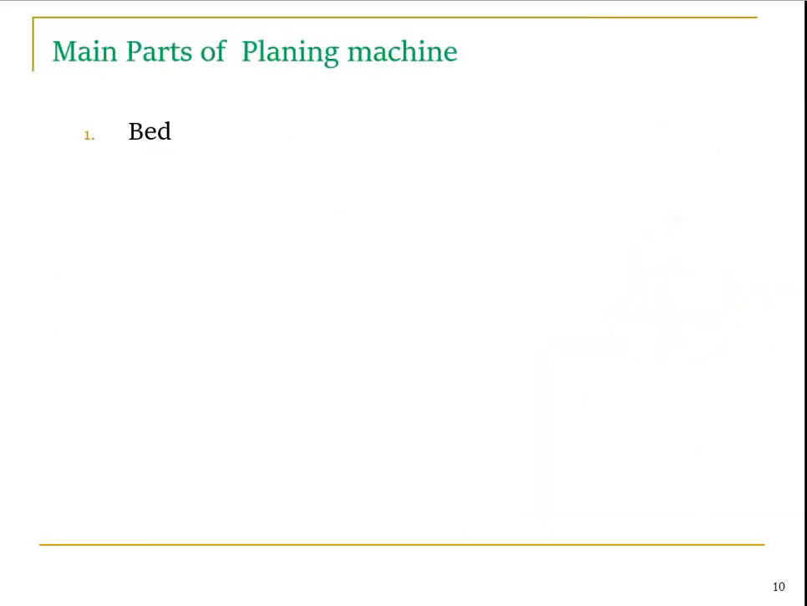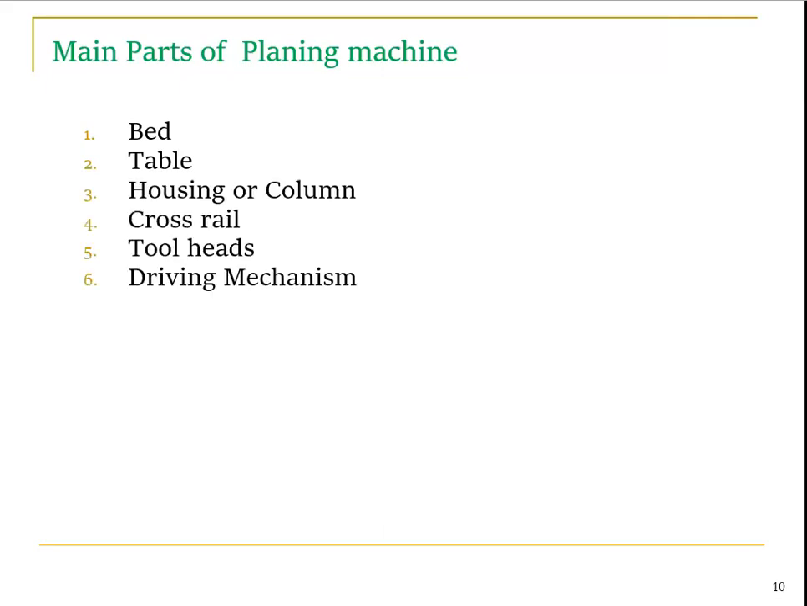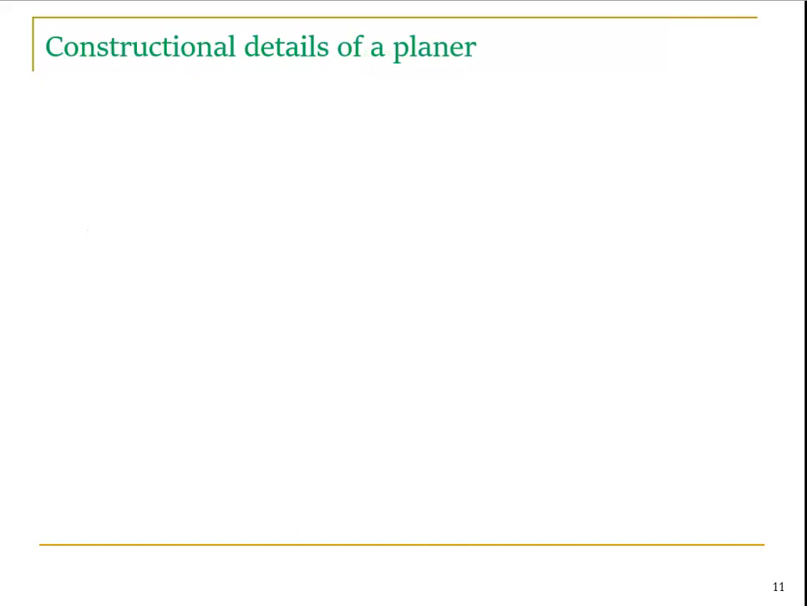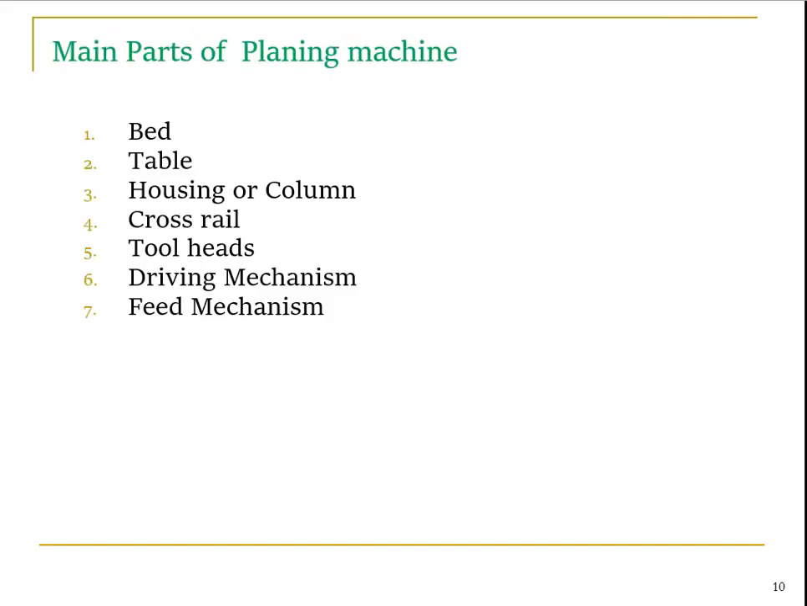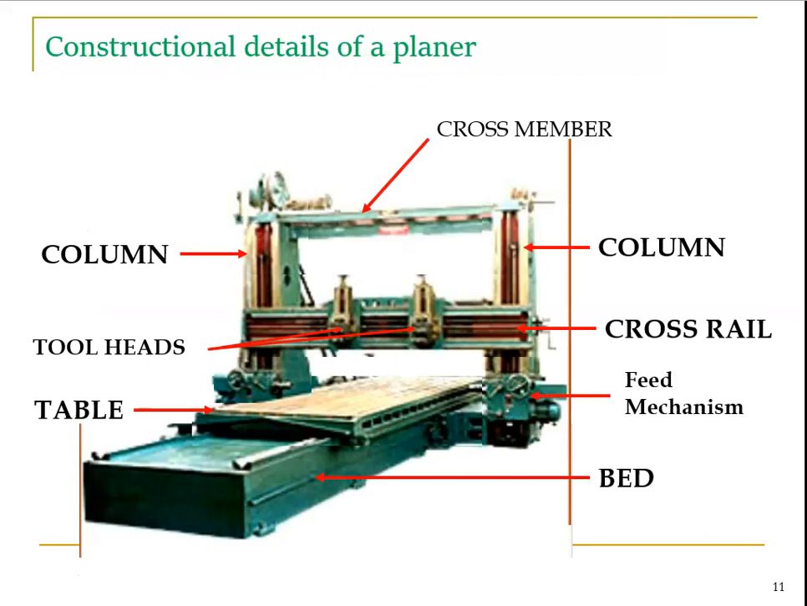What are the main parts of the planing machine? The bed, table, housing, cross rail, tool heads, driving mechanism and then the feed mechanism. These are the important parts of the planing machine. From the bottom we have a bed, and on top of the bed we have a table. On both sides of the table we have a column. The columns are connected with the cross rail, with the tool heads and tool post. Above, for supporting, we have cross members and columns.